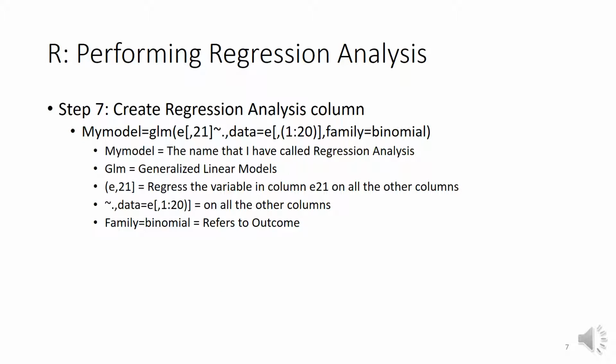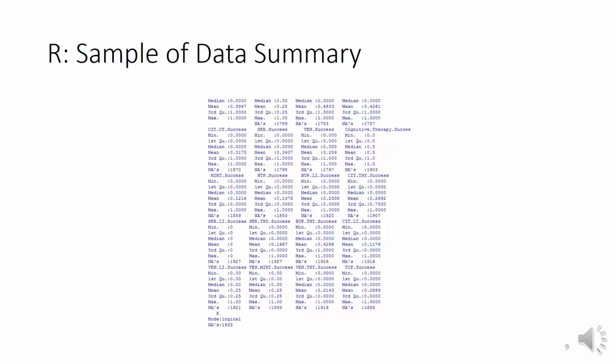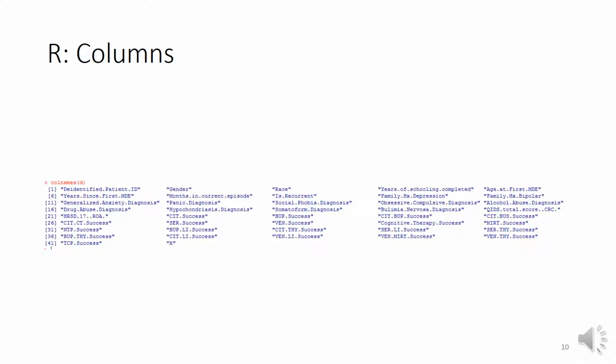Proceeding further, we're looking at step 7 where you create more regression analysis column, and you're calling it my model, where GLM in this code stands for generalized linear models. Formatting the data is another important step after you move past this step. And finally, here's a summary of the data set, and I will also be showing this in SAS later on.